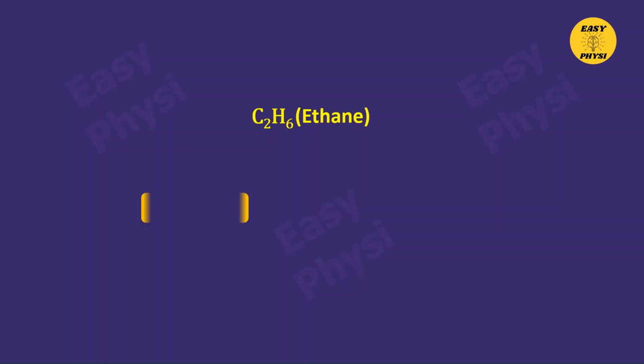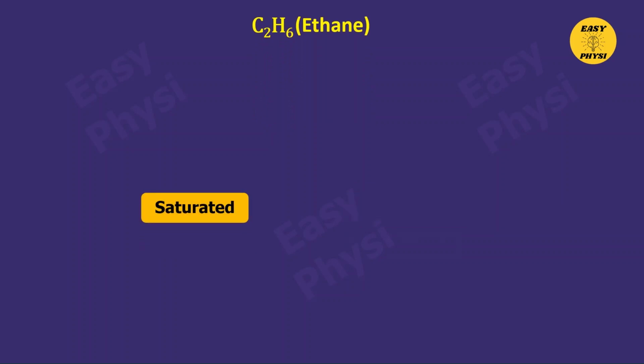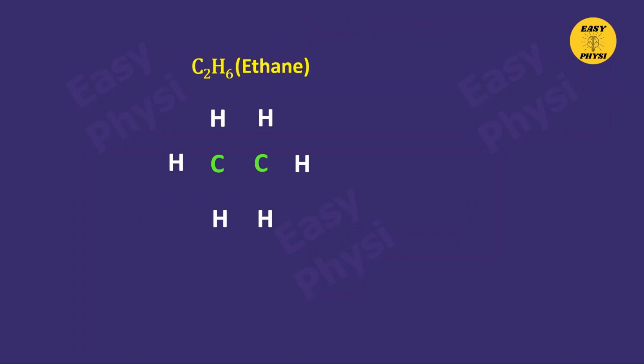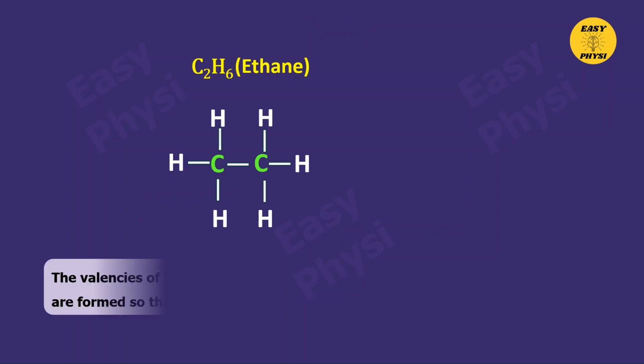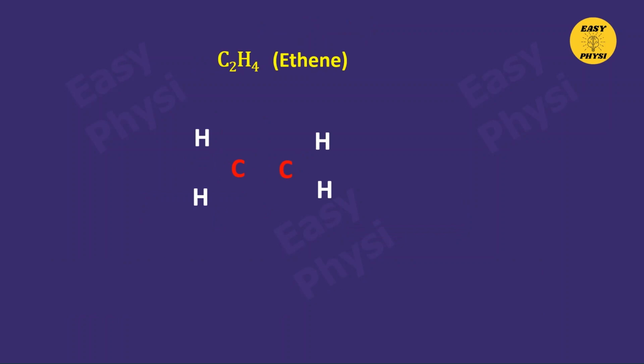C2H6 ethane. Is it saturated or unsaturated? Let us draw its structure to know whether it is saturated or unsaturated. First, link carbon with carbon using a single bond, then link 3 hydrogen with one carbon and 3 with the other. The valencies of carbon and hydrogen are satisfied and no double bond are formed, so this is a saturated carbon compound. Now, let us write the structure of C2H4 ethene.